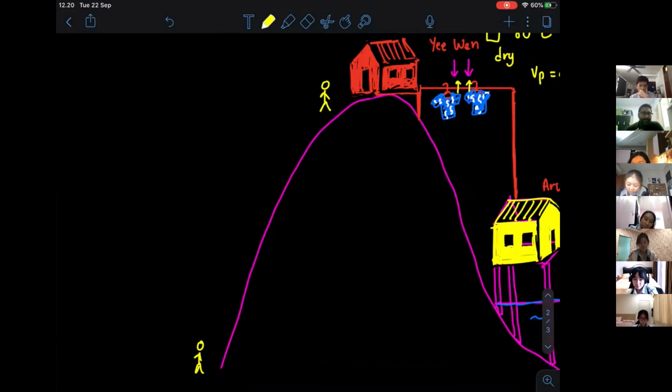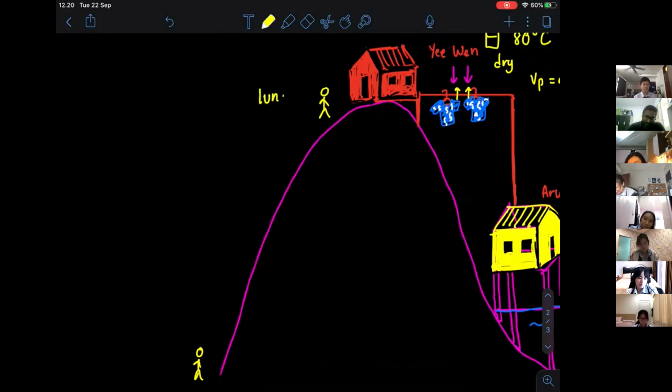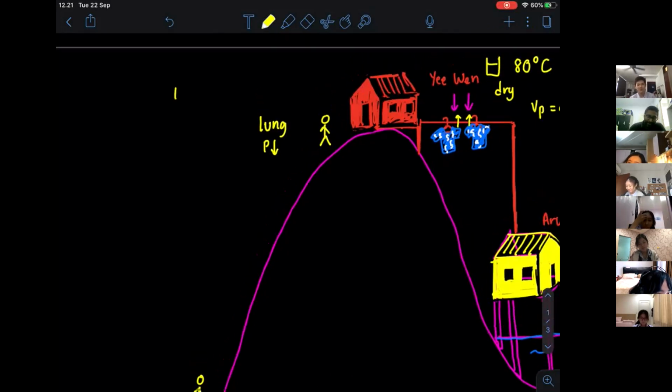Why? Because whenever we want to breathe, our lung, let's not go into the anatomy part and the diaphragm and so on, but anyway, our lung must have a lower pressure so that the pressure outside, the air, is higher. Air always travels from higher pressure to lower pressure. I think that's a simple concept of physics. So air will move from higher pressure to lower pressure, so it will enter the lung.